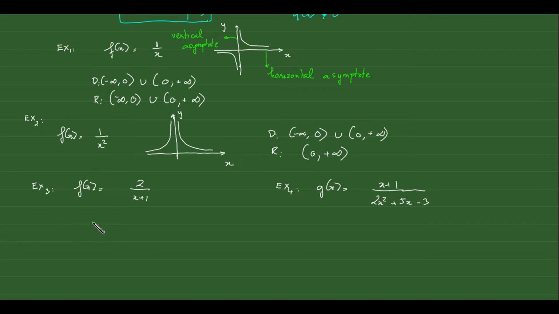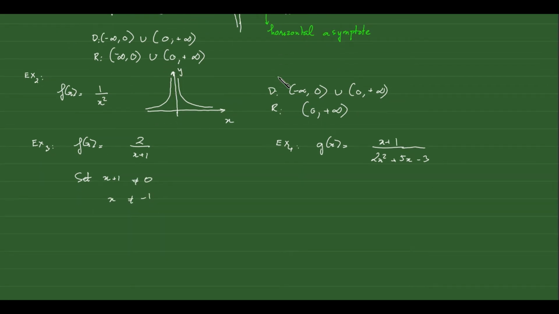In order to find the domain, because the denominator cannot be 0, you have to set x plus 1 different from 0. So from here we solve for x. So x must be different from negative 1. And if x is different from negative 1, the domain will be negative infinity to negative 1, not included because it's different from, okay? Not included, negative 1 to positive infinity.